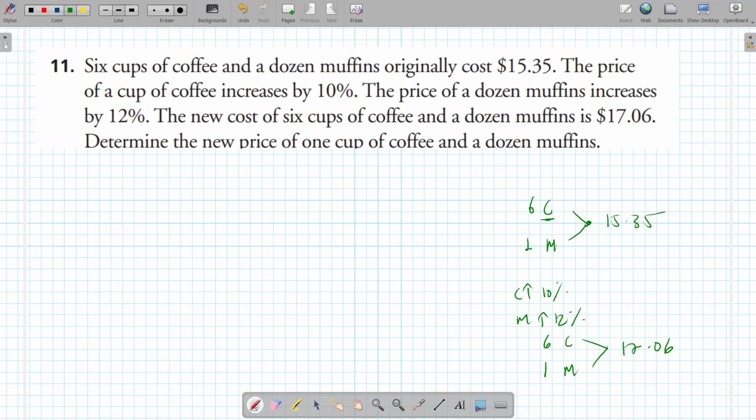Okay. You're gonna get two equations. The first one will be the old combination, where the price is 1535. The other equation will be the new combination after the price has increased, and that adds up to 1706. What are our two equations?